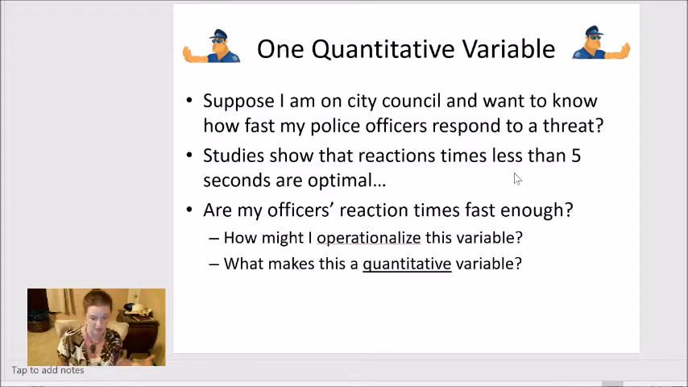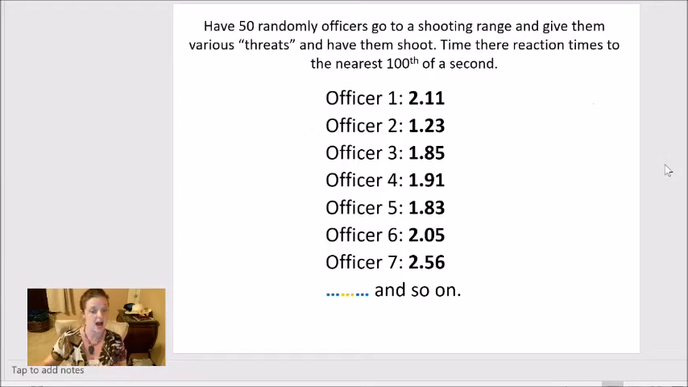How might I operationalize this variable? And again, what makes this quantitative? Well, the fact that I'm going to be timing them with a stopwatch. How I get at their reaction times is going to generate a number, so my data is quantitative. First officer, 2.11, he has an ideal reaction time, just over 2 seconds, but nowhere near 5. Reaction time of officer number 2, well, maybe that's a little too fast. Maybe he's not pausing long enough to really assess the threat. Officer 3, 1.85. Officer 4, 1.91.